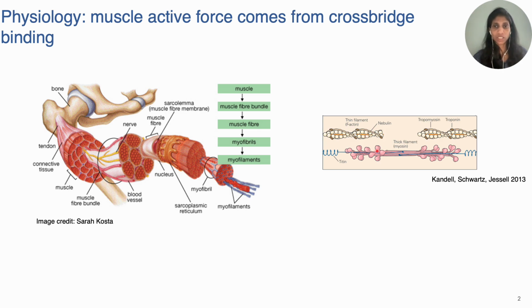And it's this cross bridge that generates the active force that we can then scale up to be the whole muscle force. Now, these other components also generate force. In our model, we simulate them as series and parallel elastic elements to get the passive force. But the active force in our model comes from simulating the cross bridge.